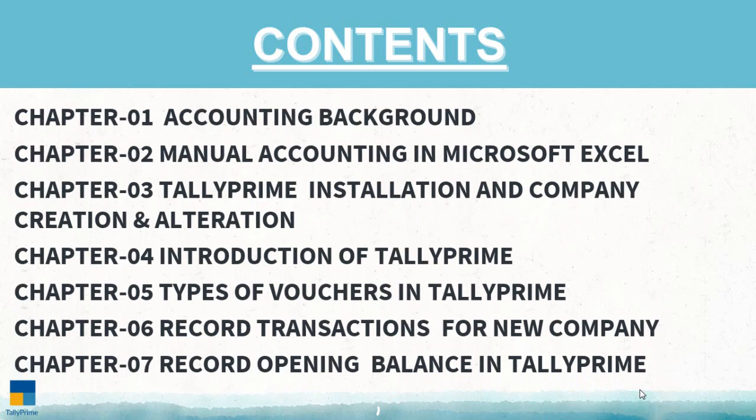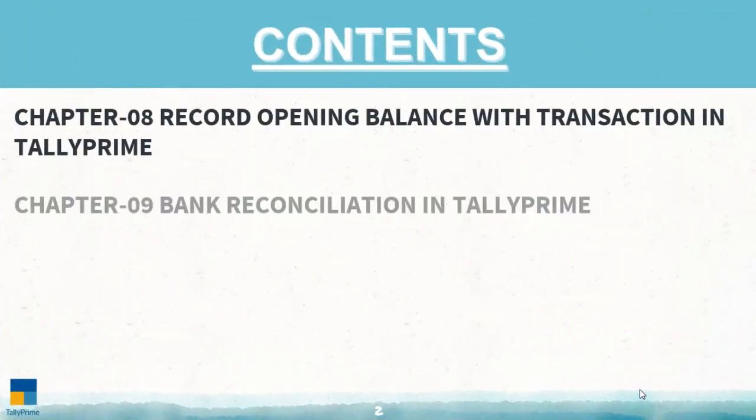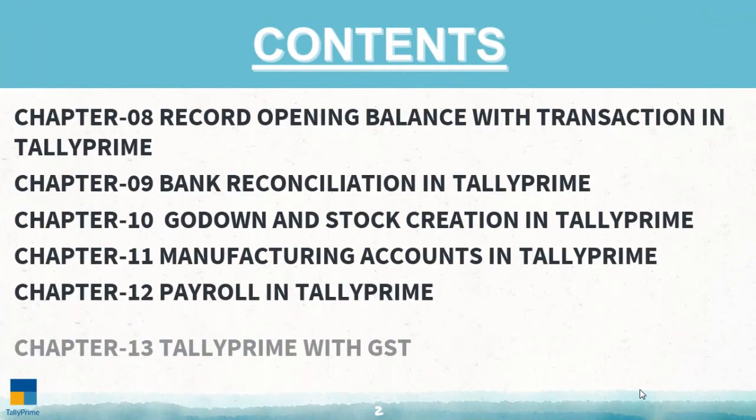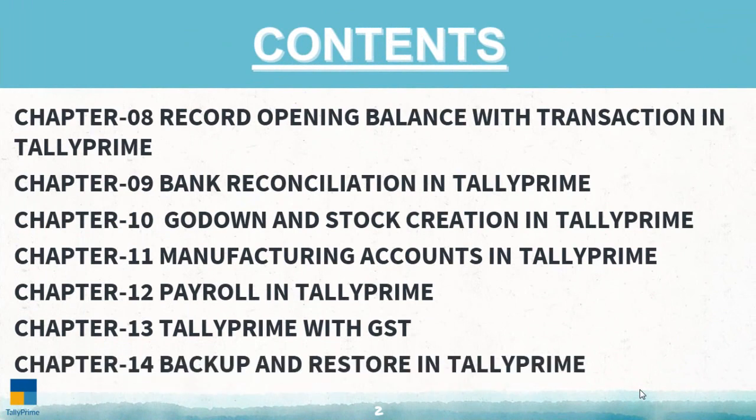Chapter 4 is introductions of TallyPrime. Chapter 5 is types of vouchers in TallyPrime. Chapter 6 is record transaction for new company. Chapter 7 is record opening balance in TallyPrime. Chapter 8 is record opening balance with a transaction in TallyPrime.